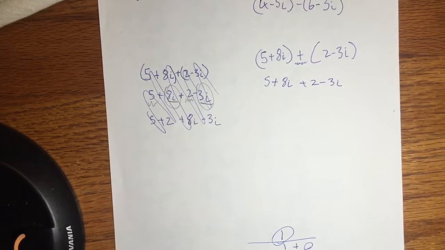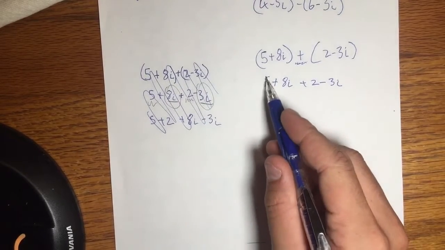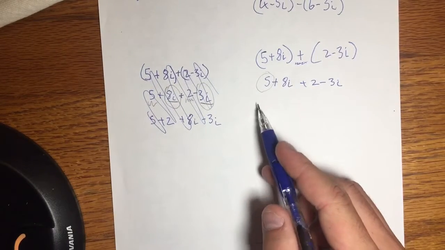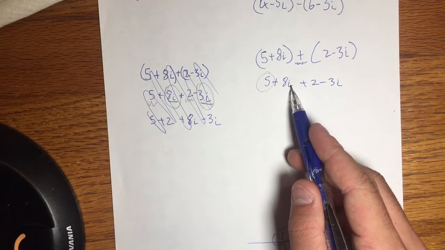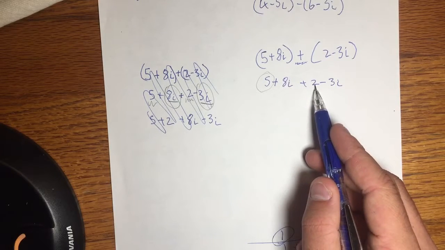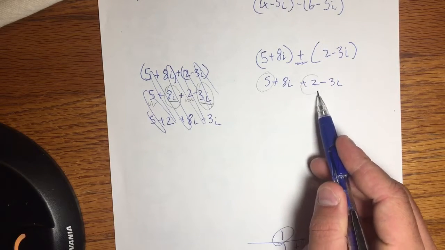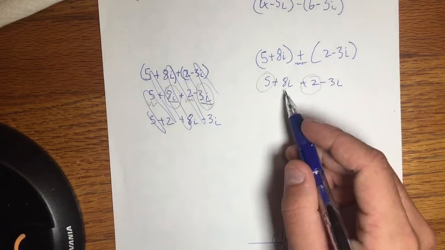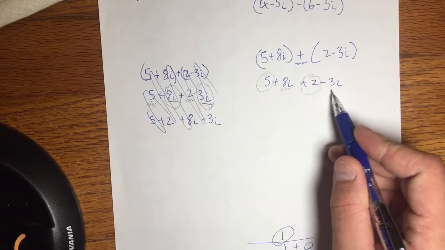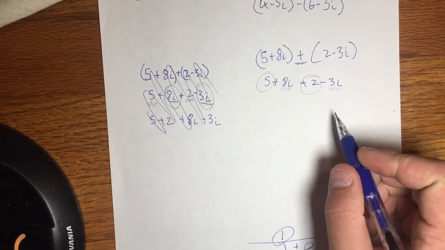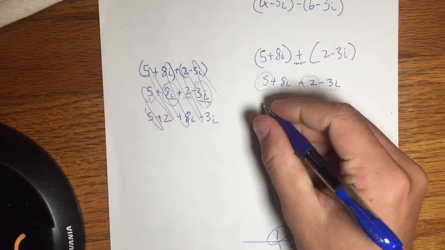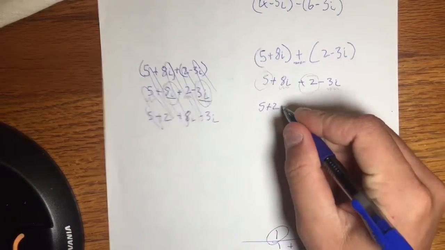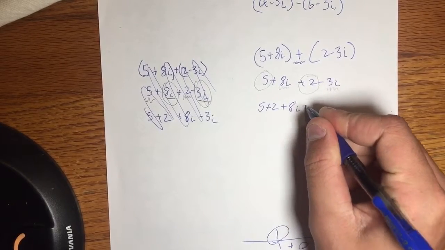So what things are similar? What things are alike? Well, what's similar to the 5? Well, the 8i has a letter next to it, so I don't like that one. The 2 is pretty similar, it doesn't have any letters next to it. How about the 8i? Well, here's another one with an i, negative 3i. So let's get these numbers next to each other. We've got a 5 plus 2, and a plus 8i, and a minus 3i.